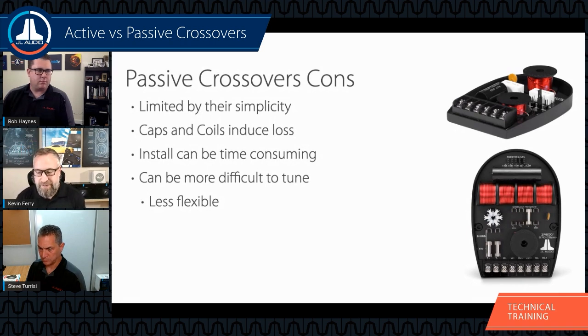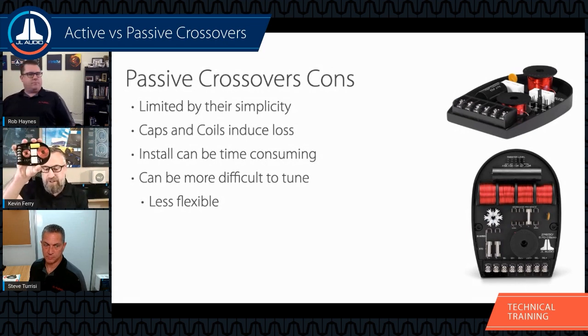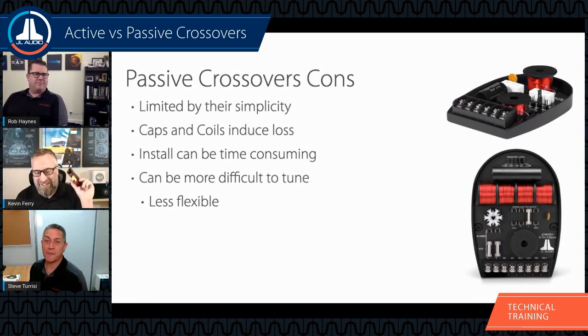If you're running active, you run two sets of speaker wires. You're running one set of speaker wires anyway, so you're already doing all of the work. You're just running another set in there. Now, when you're adding in a passive network, you have this passive crossover that you need to mount. And please do not mount these in the door. I'll just throw that one in there real quick.